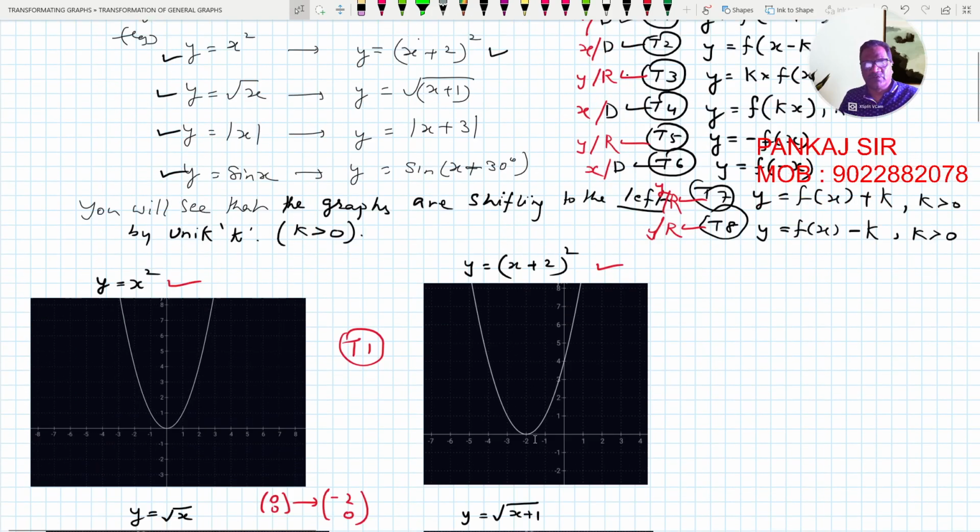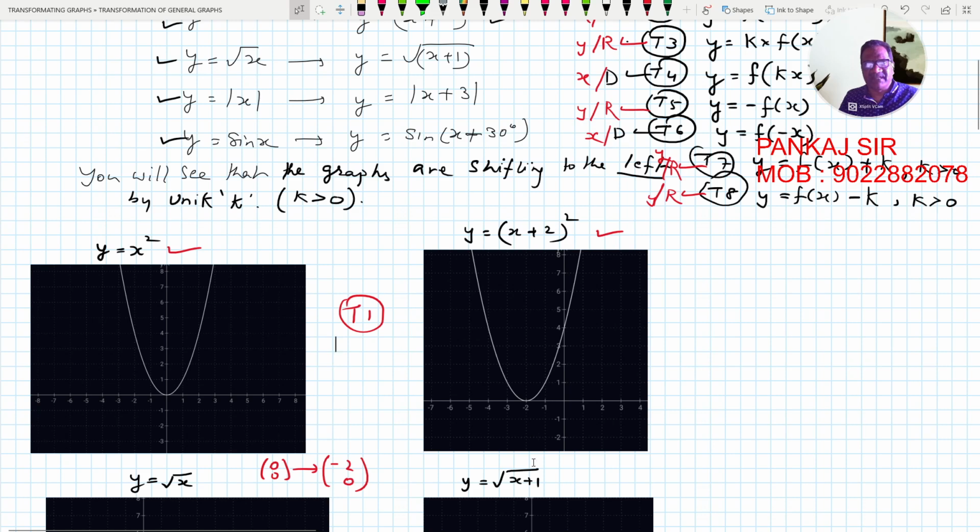So, the transformation is happening inside the bracket, or it is happening in the domain. Domain is always represented on the x-axis. So whatever changes are taking place will be effective on the x-axis. Can you see this graph of y is equal to x square? It is touching the x-axis at the point 0, 0.